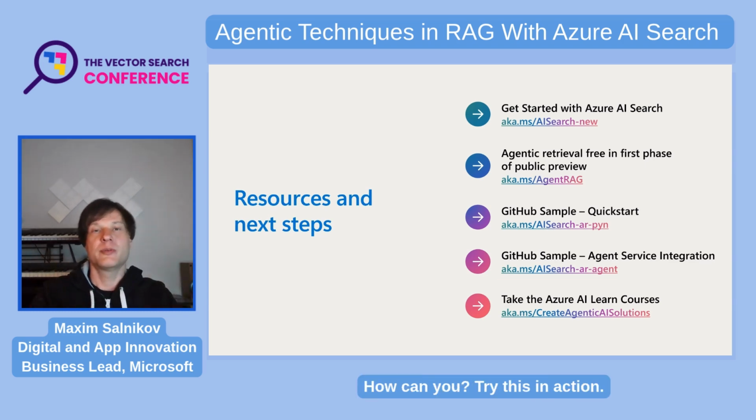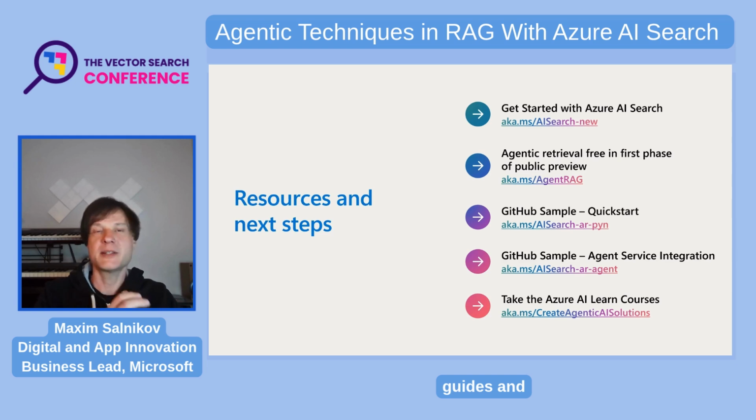How can you try this in action and where can you learn about it? Here I provided a set of links to guides and support materials on starting with Azure AI Search, starting with agentic retrieval in Azure AI Search, and a couple of quick samples for you to start very quickly.